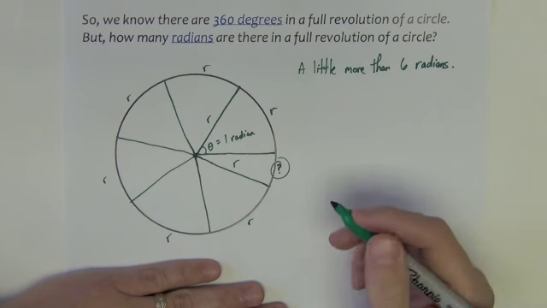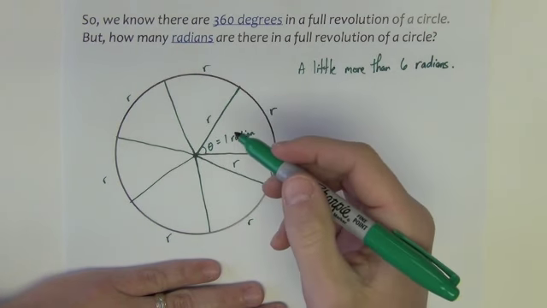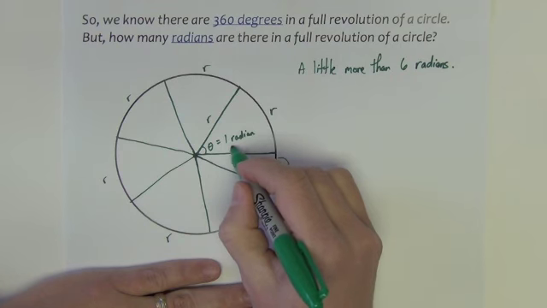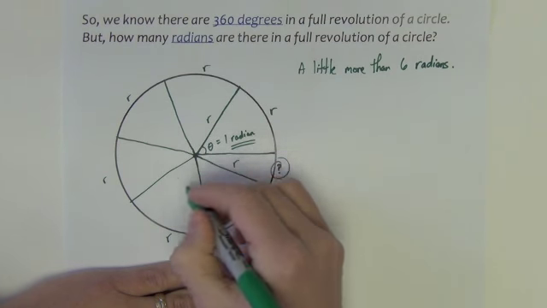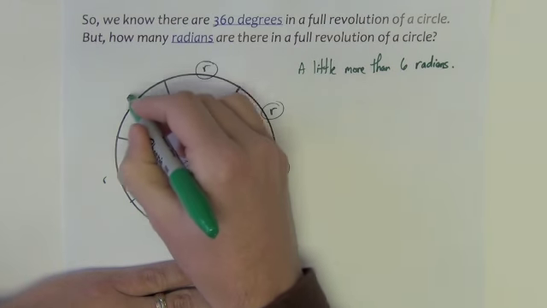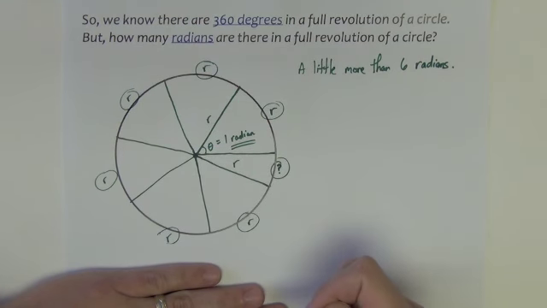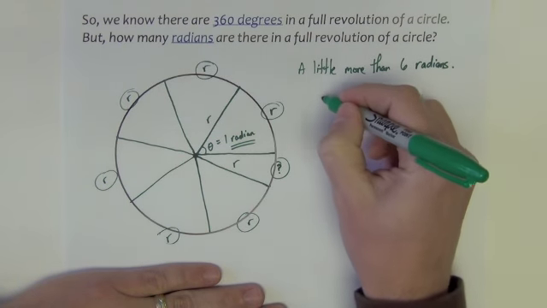But we can do better than that. Let's think, maybe, in answering the question, how many of these are there in one turn of a circle? How many radius lengths are there in one turn of the circle? And we do have an answer for that already.